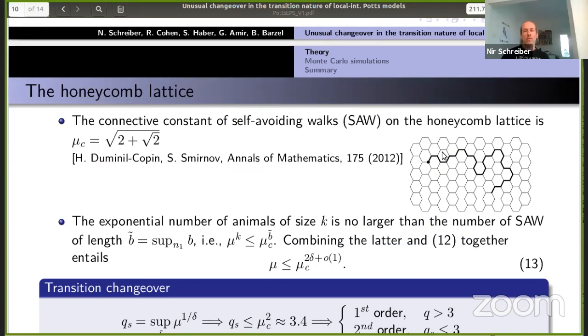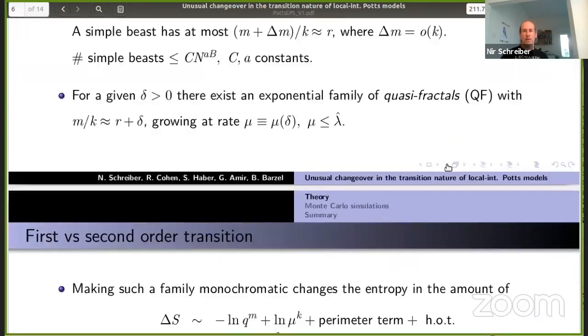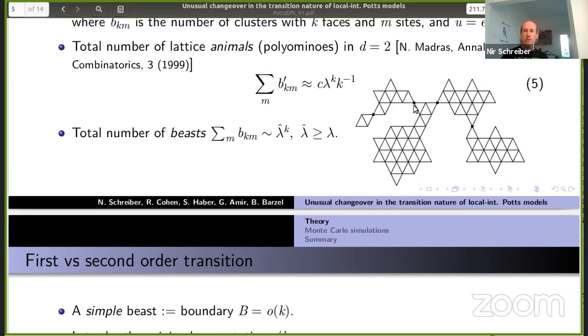So, we have chosen the honeycomb because, since we do not know much about the growth rate of those quasi-fractals which control the transition, we have to evaluate them in some sense, and for this purpose, it was convenient to use the honeycomb lattice, because in the honeycomb lattice we could bound them. This is the reason we have used the honeycomb lattice. This is impossible to do on other lattices, because on other lattices the interaction allows for objects, what we call beasts, that may grow larger than the animals, and we cannot say much.